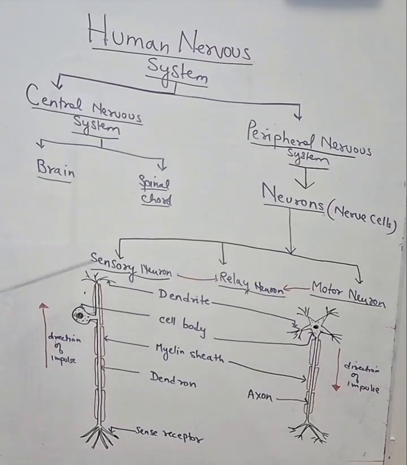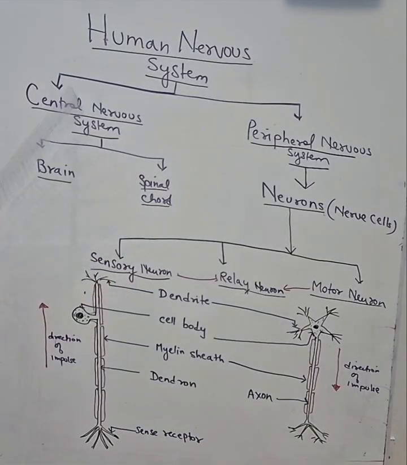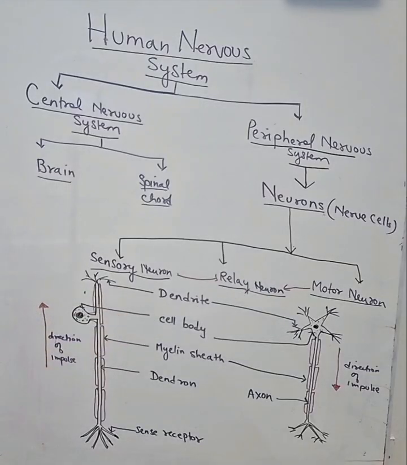So the main role of the sensory neuron is to carry the impulse to the central nervous system, and the motor neuron carries the impulse from the central nervous system. That is why the direction of impulse in the sensory neuron is shown upward, because it is carrying the message to the central nervous system, whereas the direction in the motor neuron is downward, which means it is carrying the message from the central nervous system to the effector. So this is the quick understanding of the human nervous system and its role.